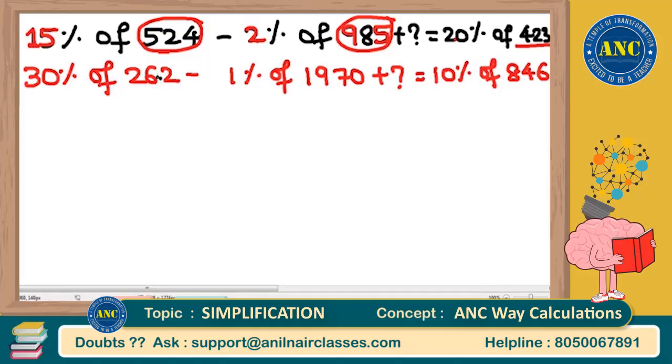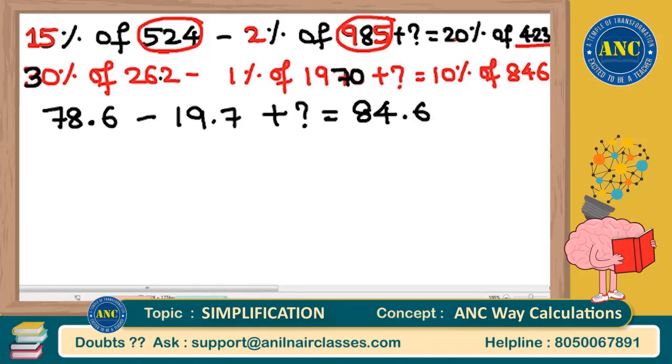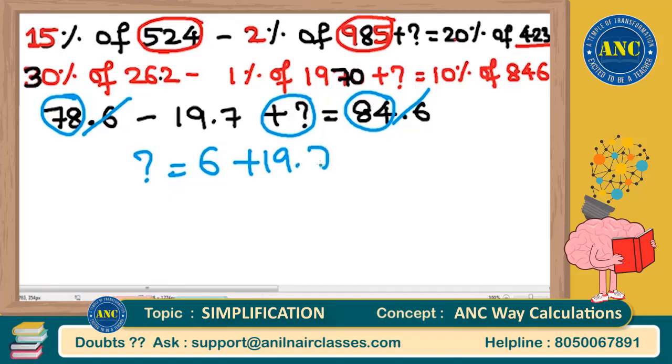So what I will do is, 10 percent of 262 is 26.2, 30 percent is 3 into 26.2, which is 78.6, minus 1 percent of 1970. 10 percent is 197, 1 percent is 19.7, plus question mark, equals 10 percent of 846, which is 84.6. Directly I can eliminate 0.6 on both sides. Left hand side 0.6 will cancel with right hand side 0.6. Now you are left with question mark equal to 84 minus 78, which is 6, plus 19.7.